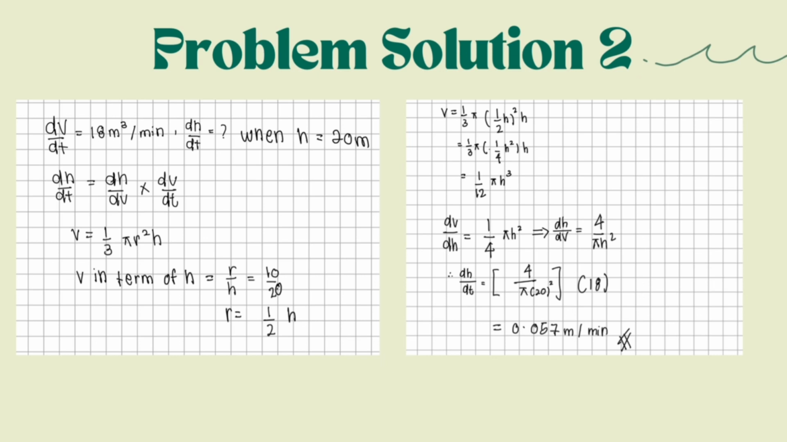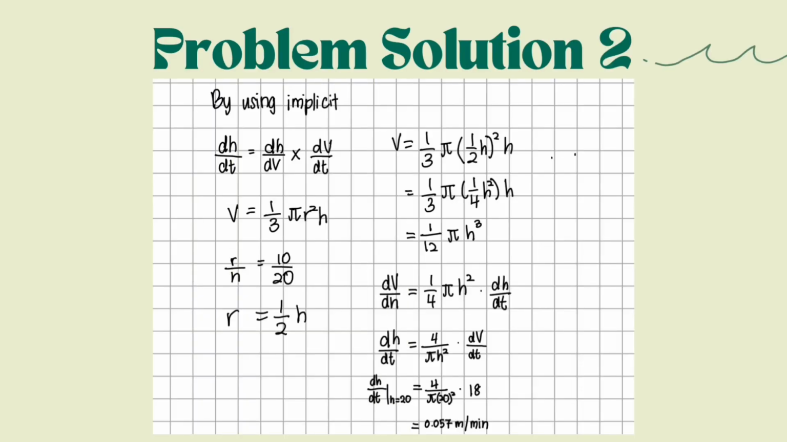where the R value is equal to 1/2 H. After that, we substitute the value of R into the cone formula, and then we would get 1/12 pi H cubed. Next, we find the derivative dH over dV, which is equal to 4 over pi H squared. Finally, by substituting the values into the chain rule, we will get the answer, which is equal to 0.057 meters per minute.